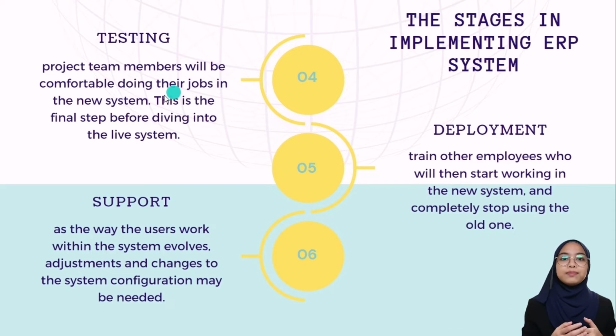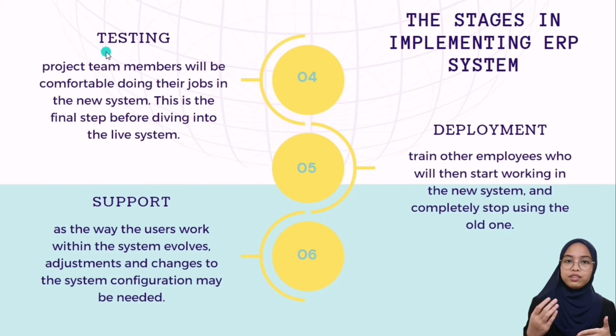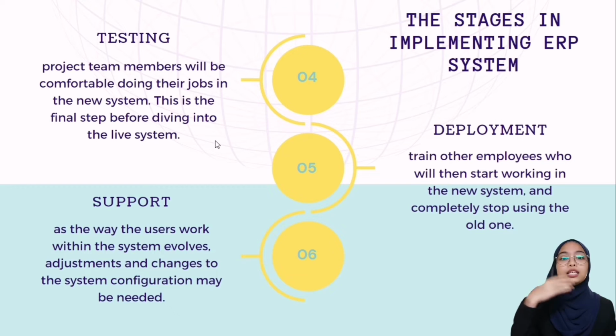It is the system functionality aligning with the software set requirements for the project. The testing and development phases will often overlap as the implementation and project team jump between the two, constantly fine-tuning the configuration. By the end of this phase, project team members will be comfortable doing their jobs in the new system. This is the final step before diving into the live system.